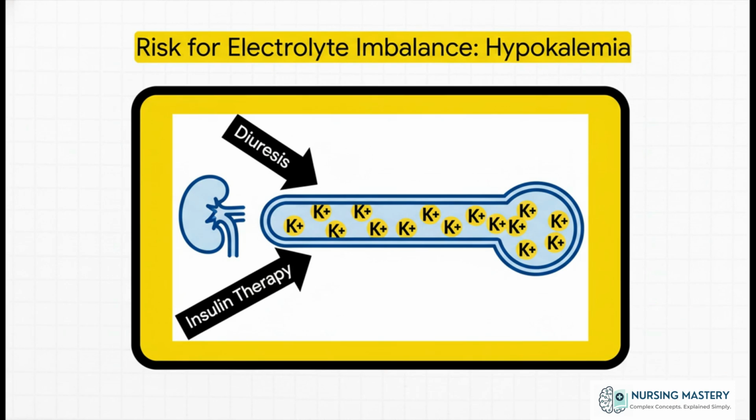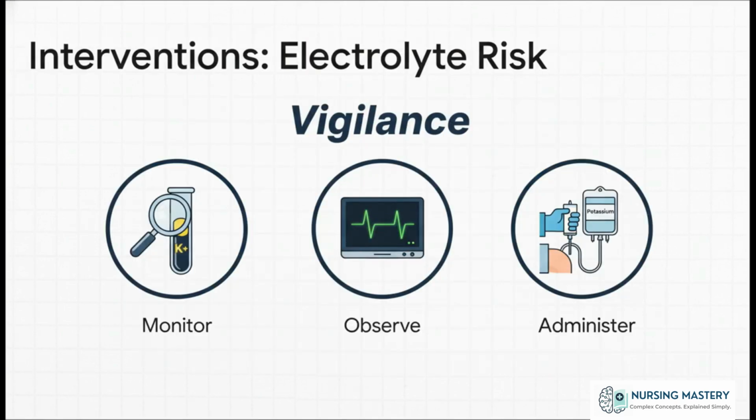So those are the problems the patient already has. Now let's talk about the problems we're trying to prevent. These are our risk for diagnoses. And the biggest one by far is risk for electrolyte imbalance, especially focusing on potassium. The disease itself, plus our treatment for it, creates a perfect storm for dangerous electrolyte shifts. Your role here is all about vigilance. You'll be watching those lab results come in, staring at that potassium level. You'll have the patient on a cardiac monitor, looking for any EKG changes like flat T waves that scream hypokalemia, and you'll be giving potassium replacements as ordered.